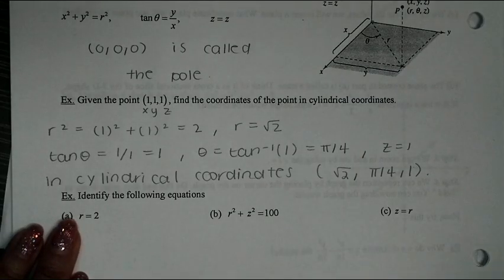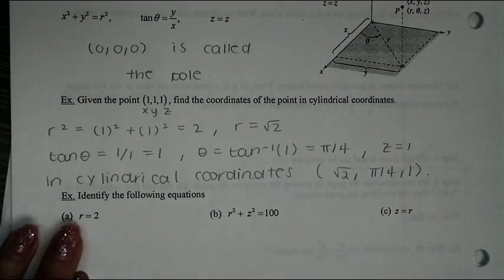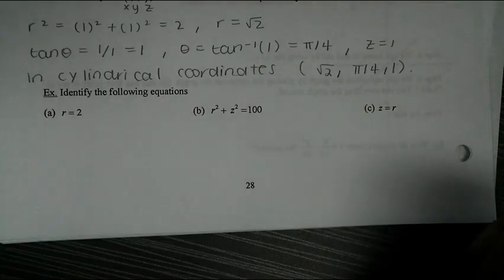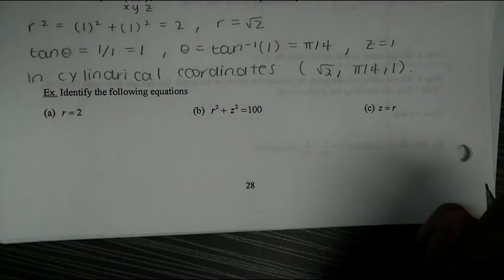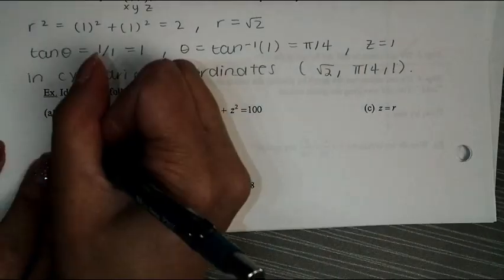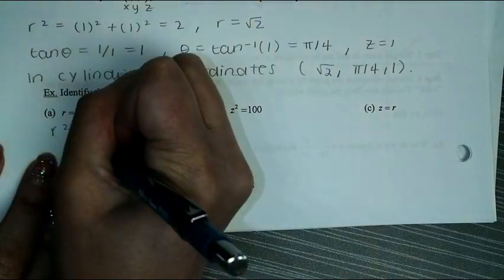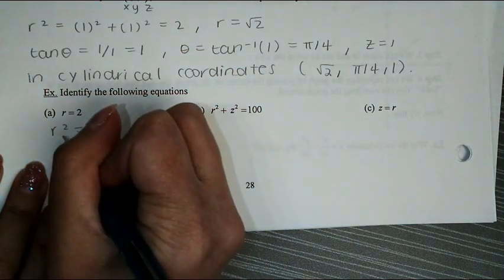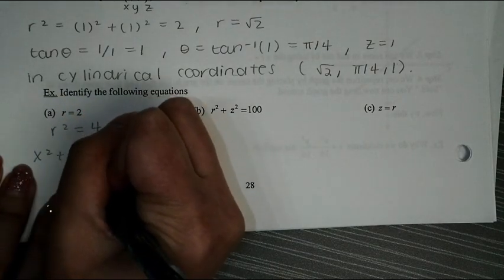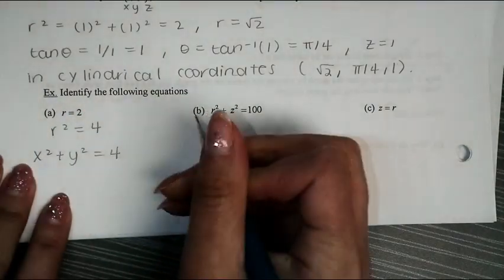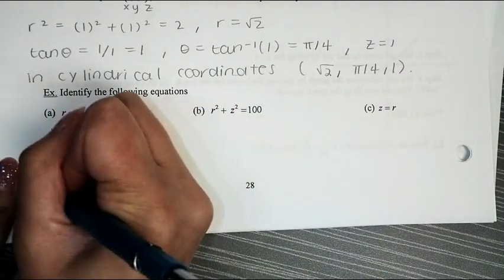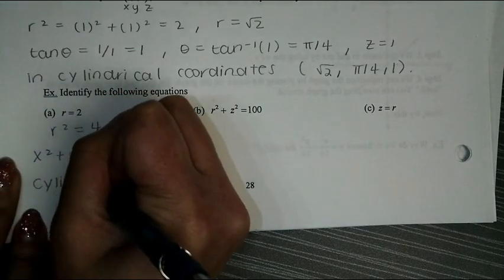Okay, so let's move on to more examples so you can see that it's actually pretty simple. Identify the following equations. You can have r is equal to 2. Let's say that you don't see it. Do you agree that back in pre-calculus you were squaring both sides to see what was going on? So you have r squared is equal to 4. What is r squared? It's x squared plus y squared is equal to 4. In 2D it's a circle, but now that we're in 3D you recognize that this is a cylinder.